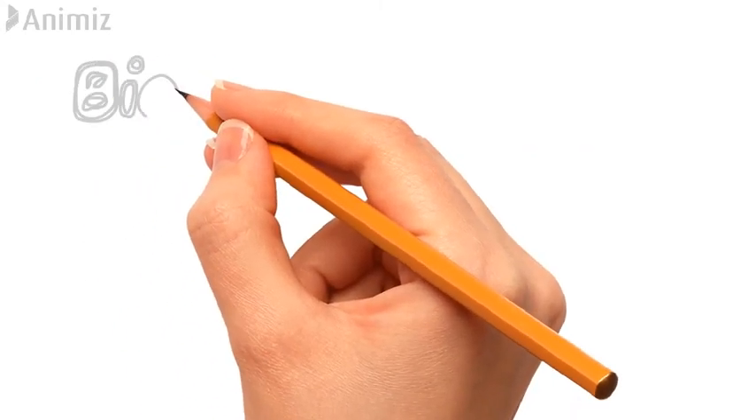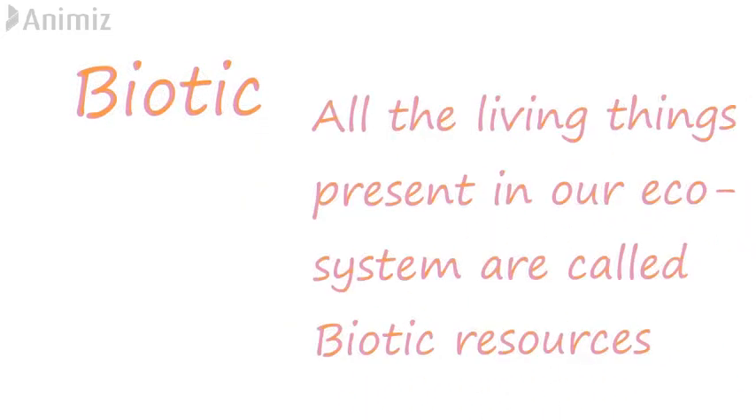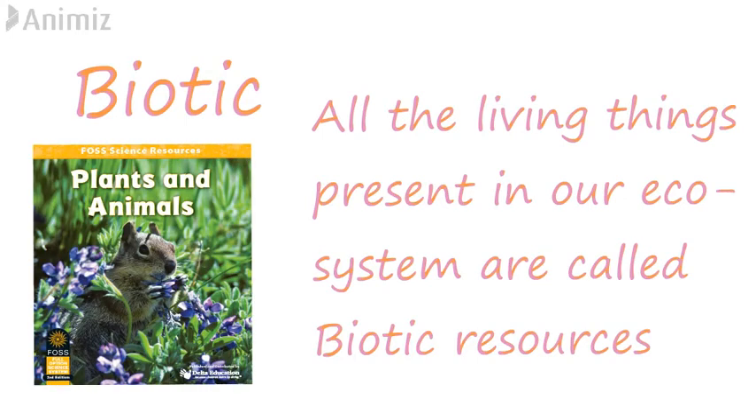Now, biotic resources. All the living things present in our ecosystem are called biotic resources. So all the things which are alive are called biotic resources. For example, plants and animals. They are living things, so they are also biotic resources.